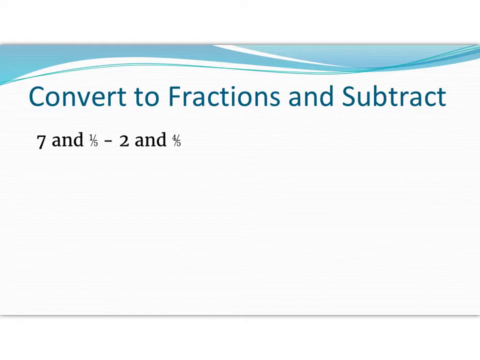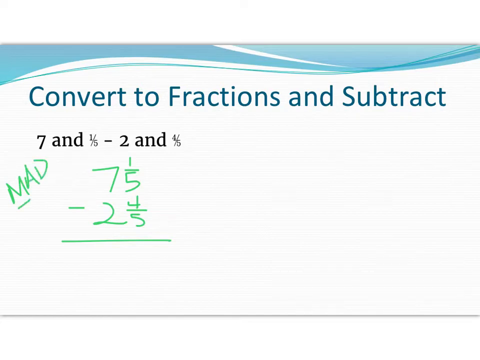The last way that I'll show you is to convert to fractions and then subtract. This was similar to when we were adding like mixed numbers. 7 and 1/5 minus 2 and 4/5. To convert to fractions, remember you can make a mixed number MAD: Multiply, add, denominator doesn't change.